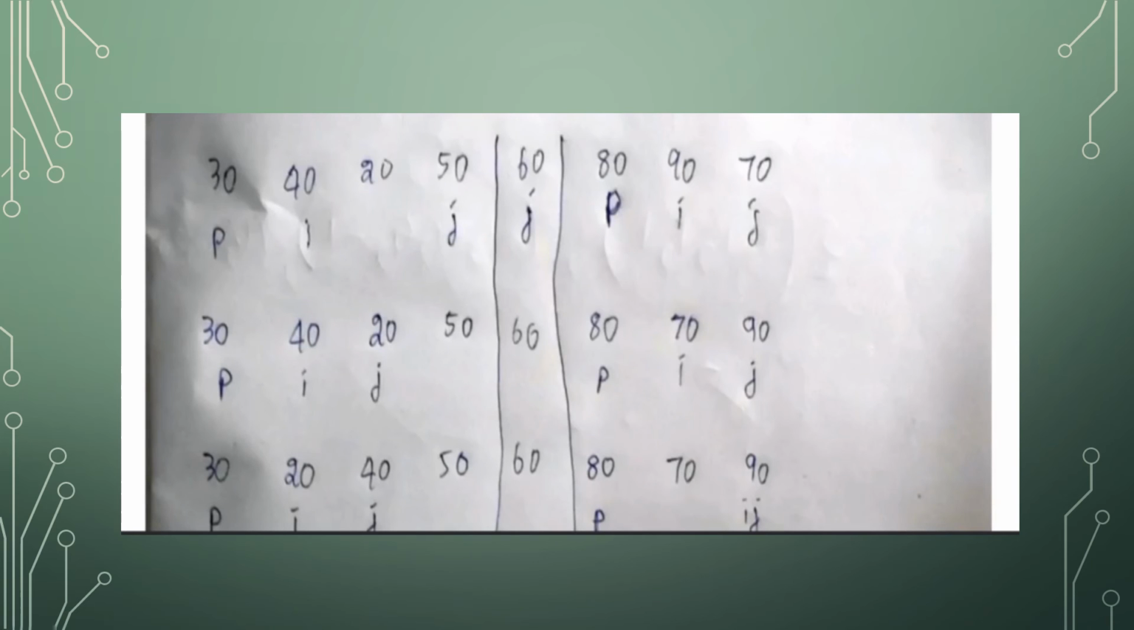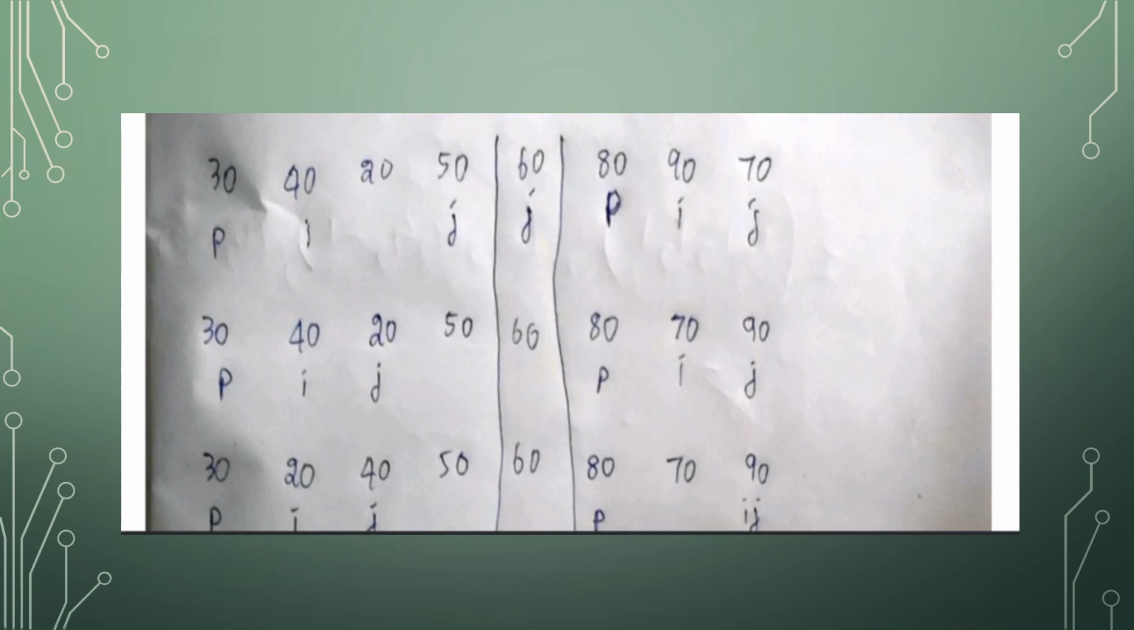Now we split into two parts having j as the center. The value of 60 won't change up to the last. On the left side, the first element 30 is the pivot value, next to 30, 40 is the ith value, and the last element 50 is the jth value. On the right side, 80 is the pivot value, 90 is the ith value, and 70 is the jth value. First we will see the left side.